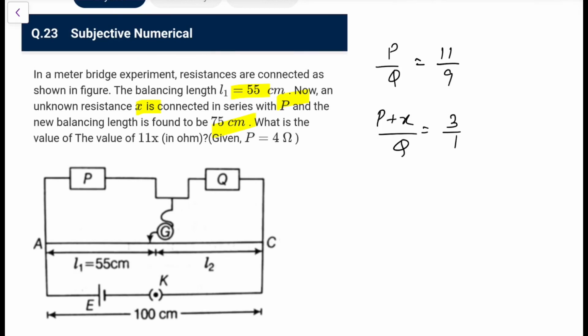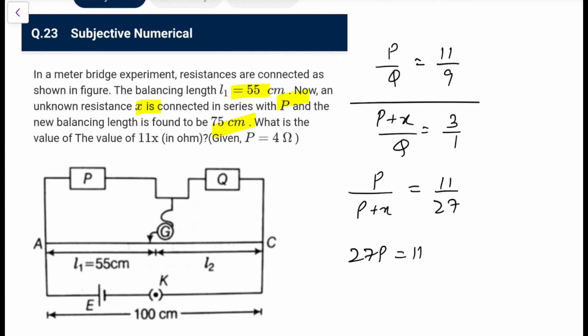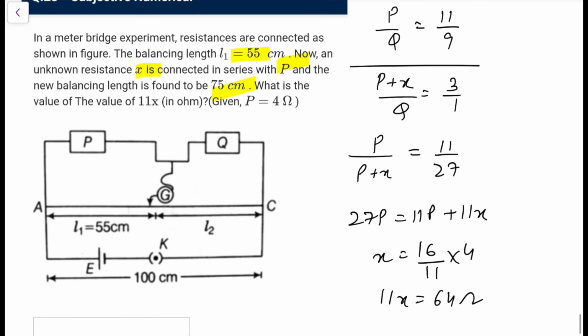So what you can write, what is the value of 11X? Just divide both, because the value of P is given. P upon P plus X is 11 by 27. So 27P is 11P plus 11X. So X is 16 by 11 of P, which is 4. If I have done it correctly, 16 by 11 into 4, yes. So 11X comes out as 64 ohms. So this is again an easy one.